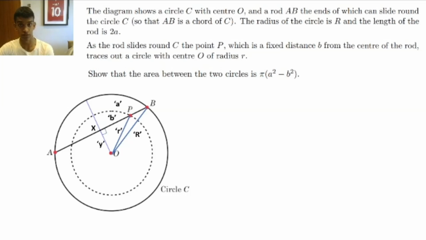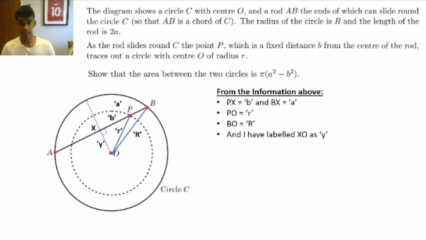As the rod slides around the circle, the point P, which is a fixed distance of B from the centre of the rod, which I'll call X, traces out a circle with centre O again and radius small r. We need to show that the area between the two circles is pi a squared minus b squared. So where do we begin?